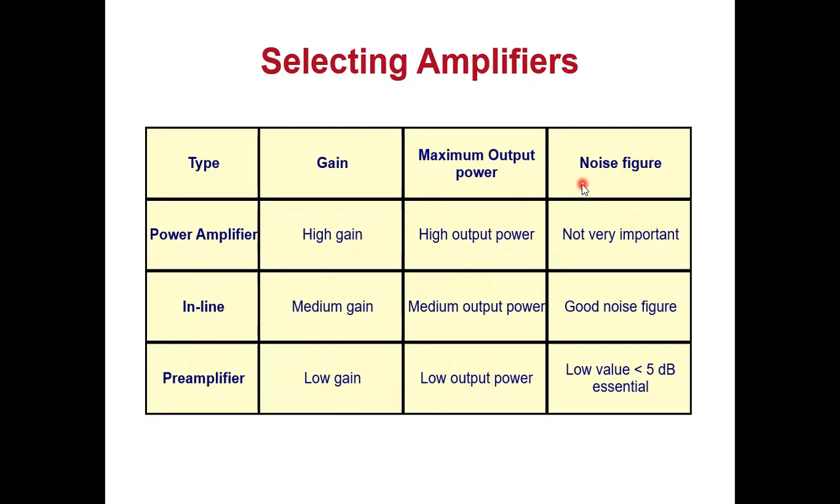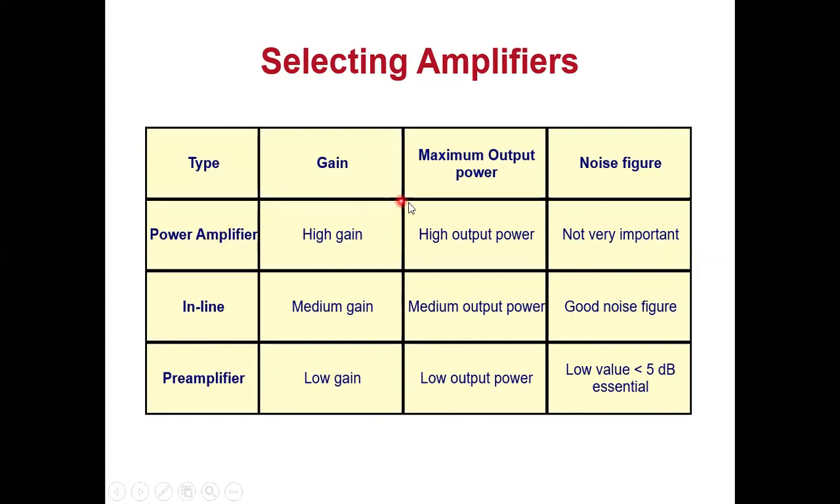Noise figure: when I talk about an amplifier, I have said in the characteristics that an amplifier adds noise. So if the noise figure is not very important and I just want amplification of my output power, I will go with the power amplifier. But if in my communication that noise plays a crucial role, I have to decrease the noise figure. Then I will go with an inline amplifier. If it is specified that the noise figure should be less than 5 dB, then I will go with the pre-amplifier, where I have to compensate on low output power.